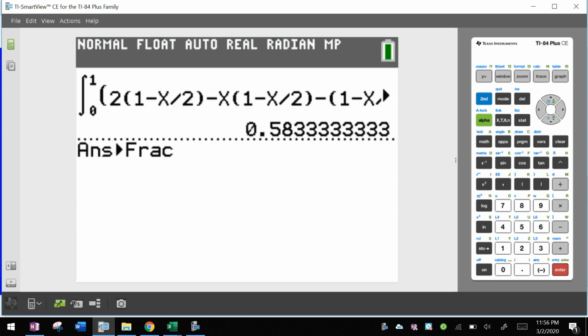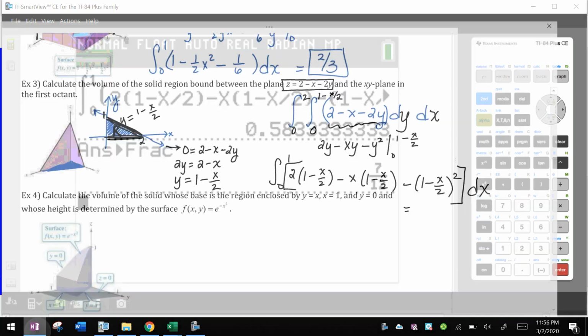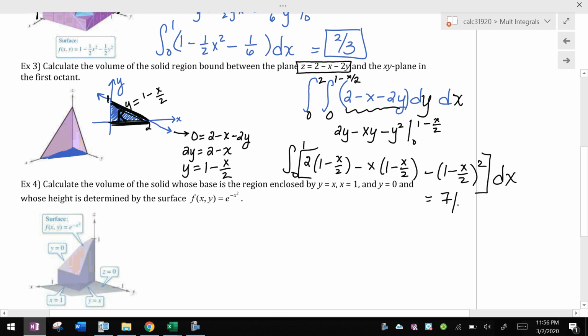0.583, and that really wants to be a fraction, so let's let it. 7/12. 7/12, everybody. Now, I think that's correct. So what did I want to do this? There was a plan here. What was my plan? Oh, I know.